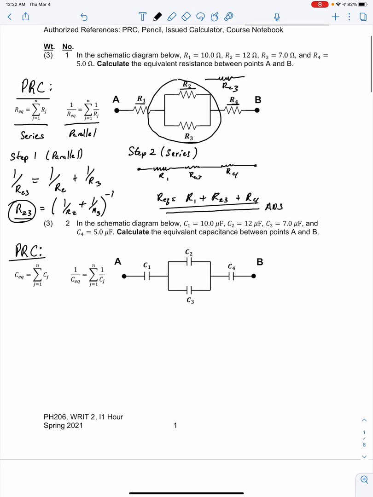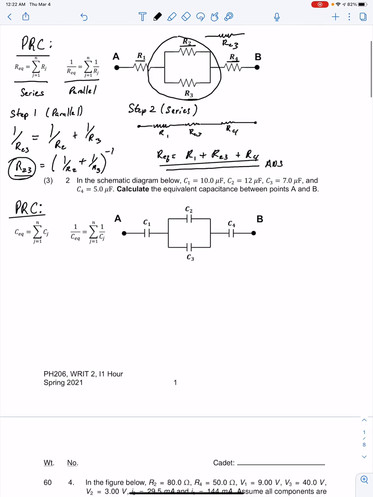Okay, now let's go for 2. For 2, it is capacitors. Capacitors, it is a little bit different. And in capacitors, we have this equation, where this equation means parallel capacitors. This equation right here, it is series capacitors. So again, always start with the parallel ones.